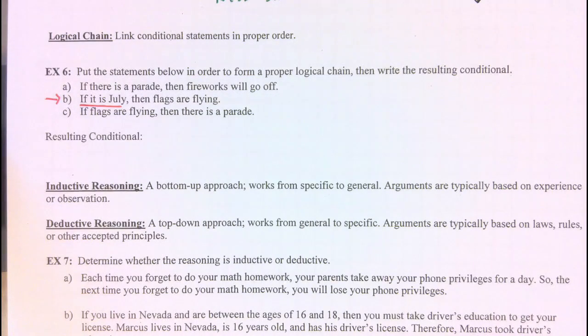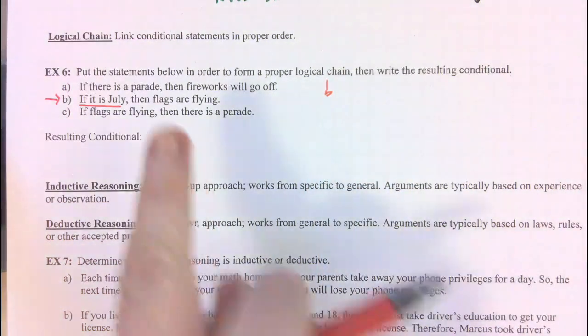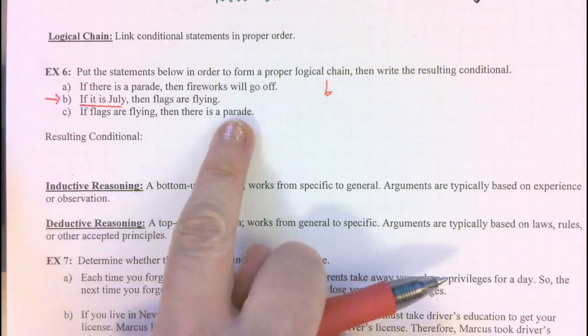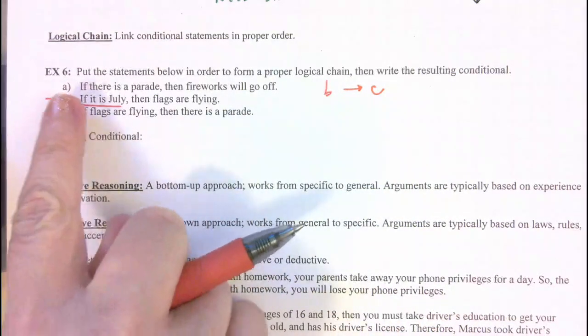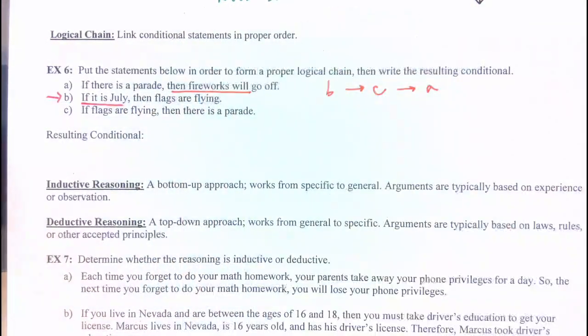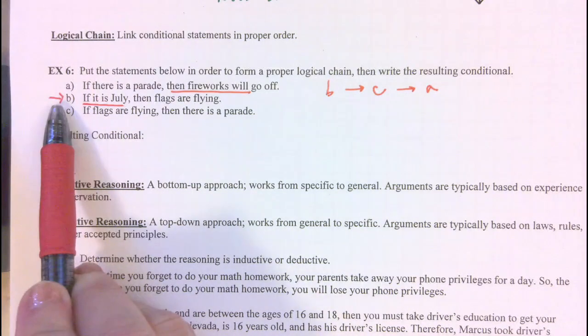So if it's July, then flags are flying. We start with B. Then we mentioned flags are flying, so we pick up here. If flags are flying, then there's a parade. So B to C. We close out with A: if there's a parade, then fireworks will go off. So again, we look for the first conditional statement, the hypothesis that has no mention in any of those conclusions, and that starts things off. And then it's pretty easy to see how they connect.